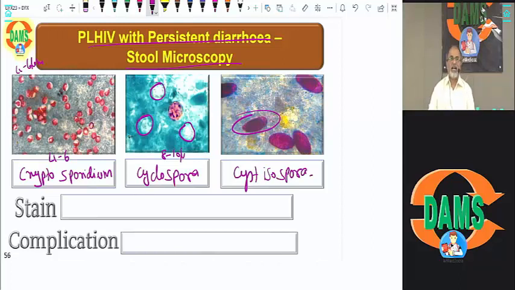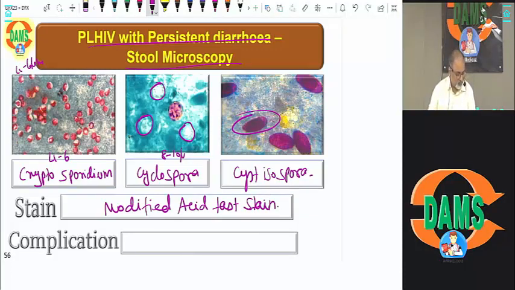What is the stain? Acid fast stain. Modified acid fast stain. Complication? Cholecystitis.